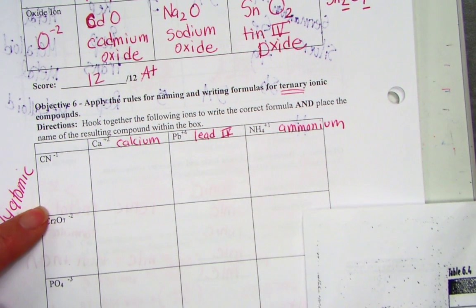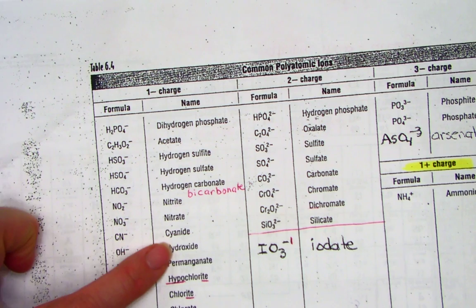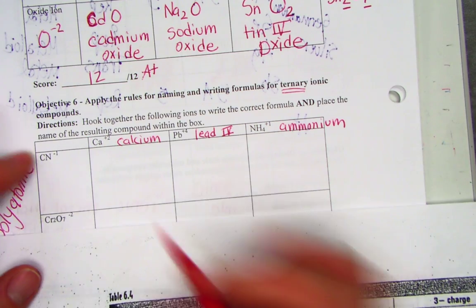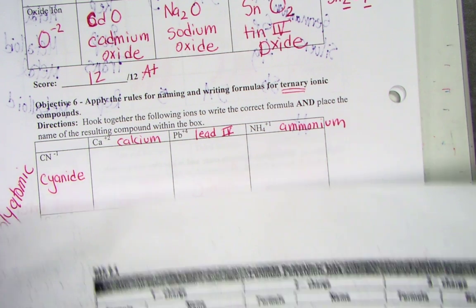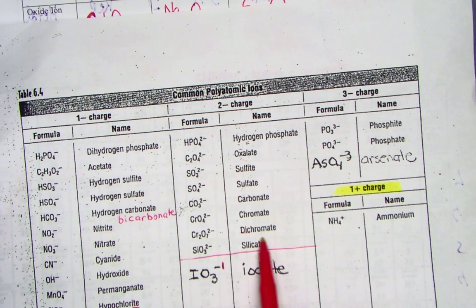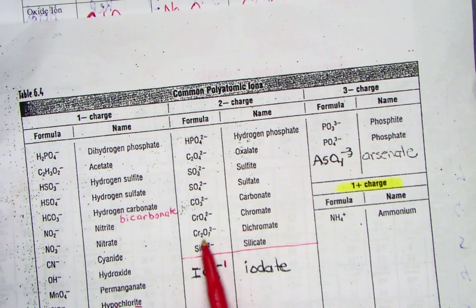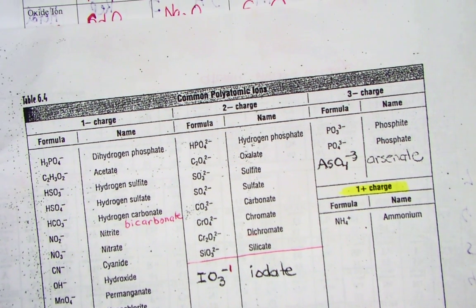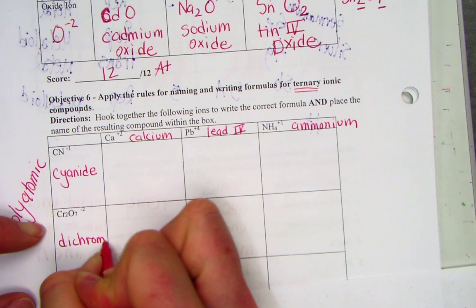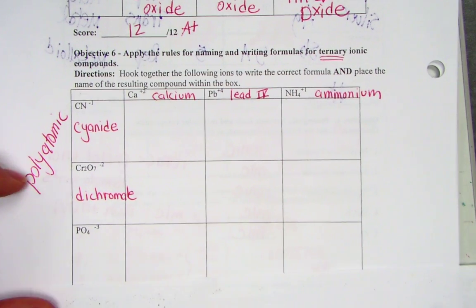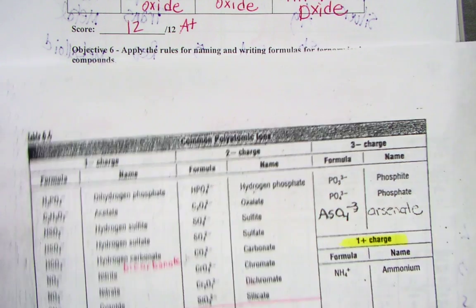Let's go to work doing the same for the negatives. CN negative 1 on our polyatomic chart, I find its name to be cyanide. Record that in the box. Cr2O7 carrying a negative 2 charge is found in the middle column. Again, the negative 2 charge helps me narrow my search down. The negative 2's are in the middle. Cr2O7 2 negative is called dichromate. Dichromate. And PO4 negative 3 is called phosphate. PO4 negative 3, phosphate.